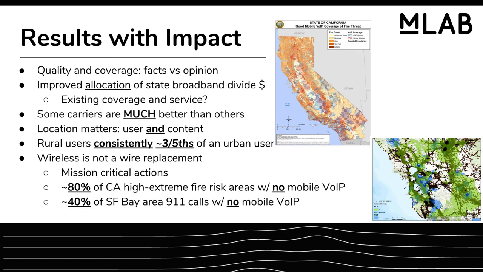Wow. The map on the top is the map of high-risk fire. And it turns out for the two best carriers, which is Verizon and AT&T, roughly for the high, very high and severe, they only cover 80%. 20% is uncovered with high-quality VoIP.